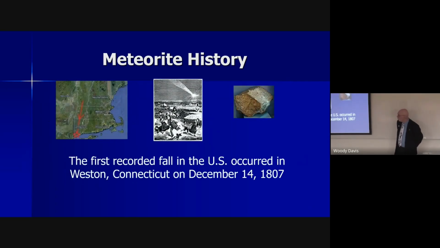So the first recorded fall in the United States, which was then a new country, occurred in Weston, Connecticut on December 14th, 1807. And you'll find a piece of Weston here on the table as well.